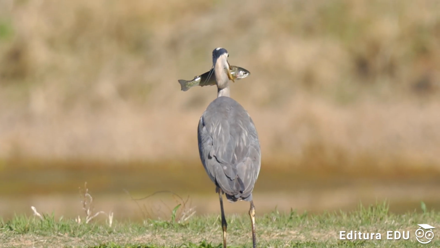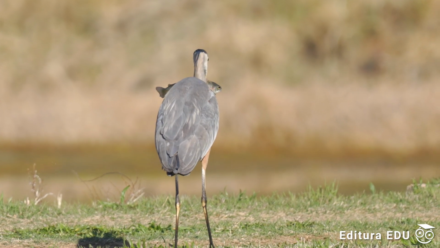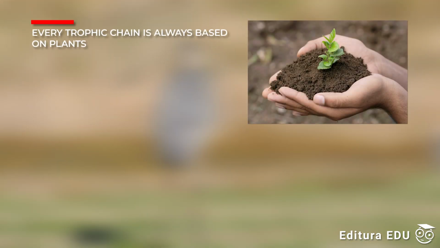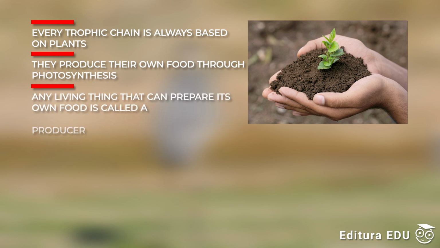The food chain consists of several links. Each link represents a species of living thing. It is always based on plants. They produce their own food through photosynthesis. Any living thing that can prepare its own food is called a producer.